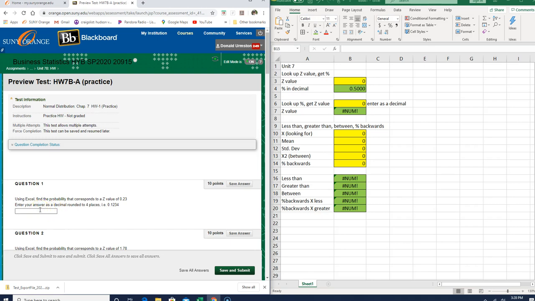Using Excel, find the probability that corresponds to a z-value of 0.23 and round your answer to 4 decimal places. So going over to my spreadsheet, which we built, if you haven't built this spreadsheet yet, you're going to want to do that. All I have to do is do a z lookup. So I'm going to put in the z value of 0.23. Enter. I get an answer of 0.5910. That's it. That's all I have to do. This is a straight looking up a z value.